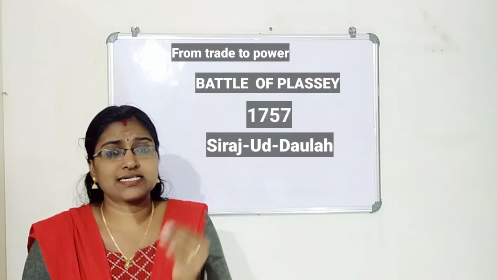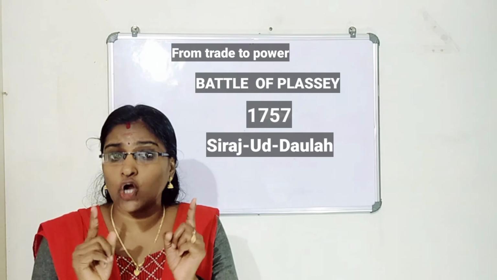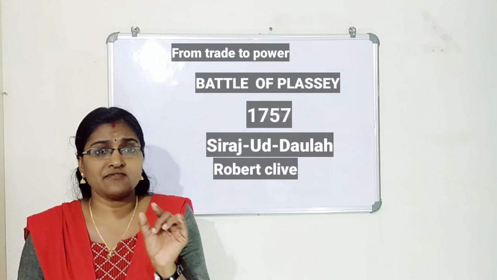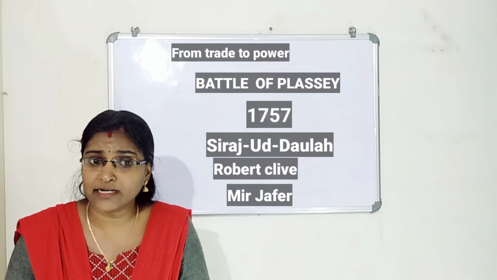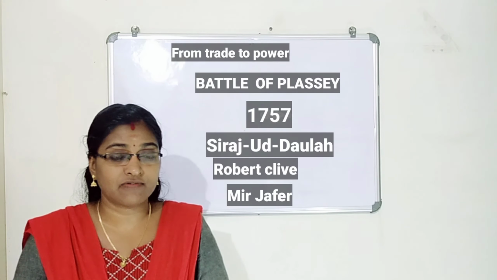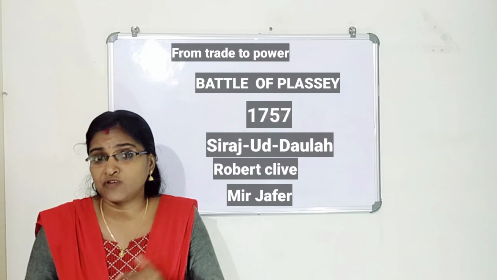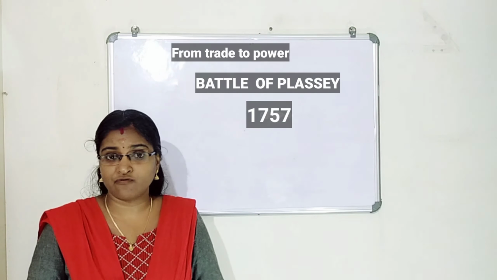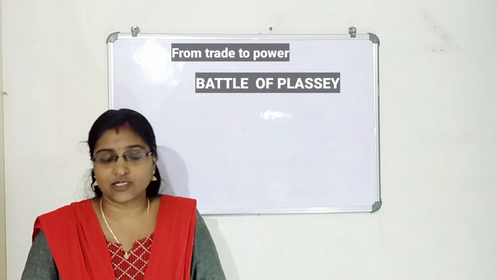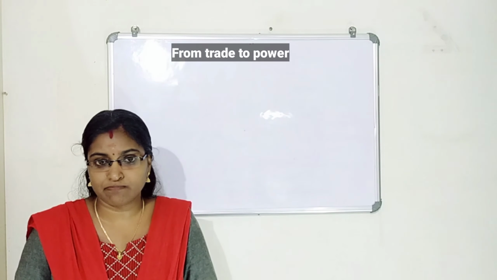The British could succeed in the Battle of Plassey through the secret alliance in which Robert Clive, the Commander-in-Chief of British Army, forged with Mir Jafar, the Commander-in-Chief of Siraj. Who was the Commander-in-Chief of British? Robert Clive. Then who was the Commander-in-Chief of Siraj-ud-Dowla? Mir Jafar. In which year was the Battle of Plassey? 1757. Who succeeded in that battle? British succeeded in that battle.